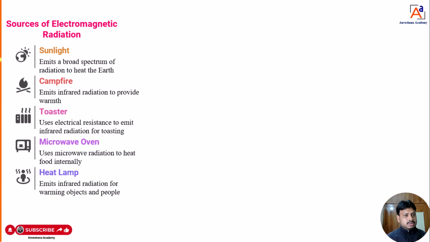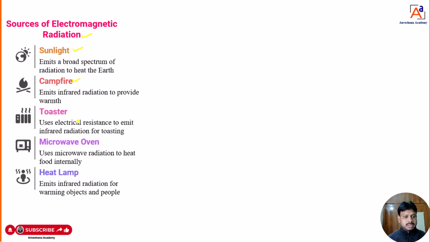Sources of electromagnetic radiations. Examples for radiation heat transfer. You can take the sun. As I told, dear students, heat energy is going to transfer from the sun to the earth. It is nothing but an example of radiation heat transfer. Campfire. As I told, dear students, you are going to feel some heat, right? In the form of what? That heat is going to travel in the form of electromagnetic waves. That is a radiation heat transfer application.